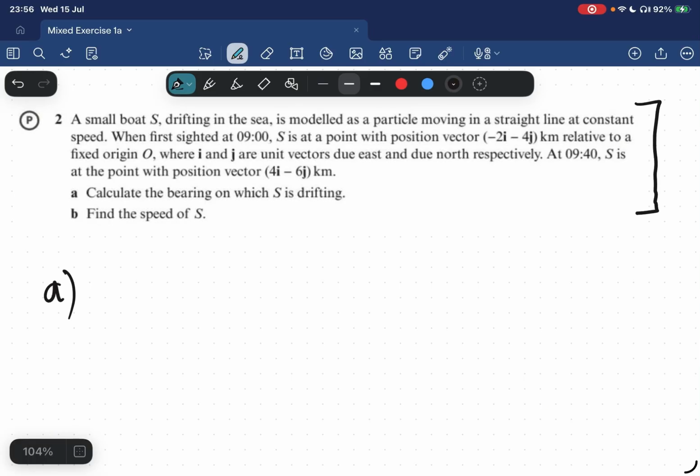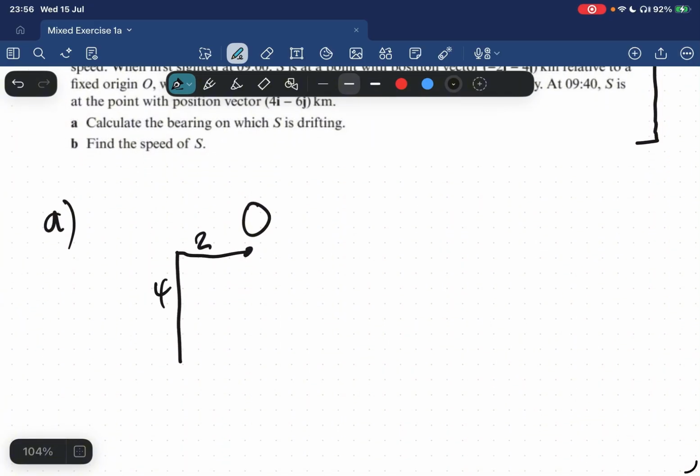So you've got a small boat S drifting in C, which models a particle moving in a straight line with a constant speed. Okay, fine. When first sighted at 9, S is a point with position vector relative to the fixed origin. So let's represent where it is at 9: back 2, down 4. This is S at 9.